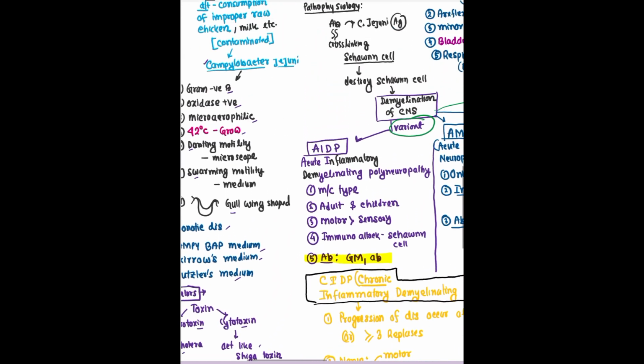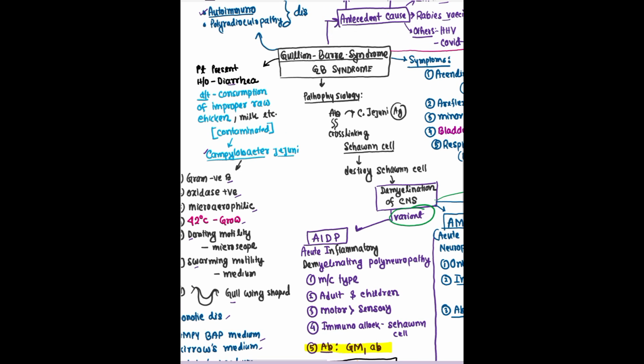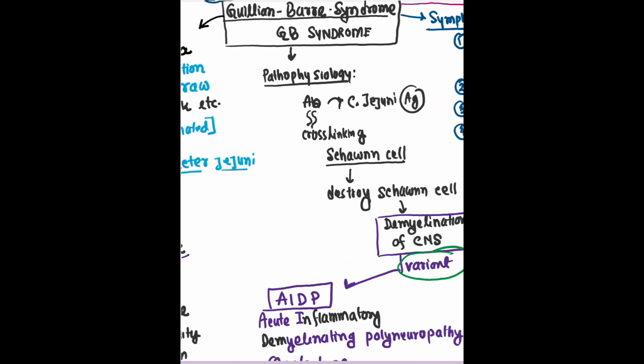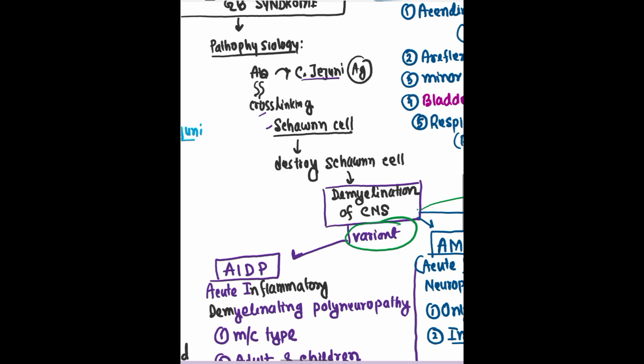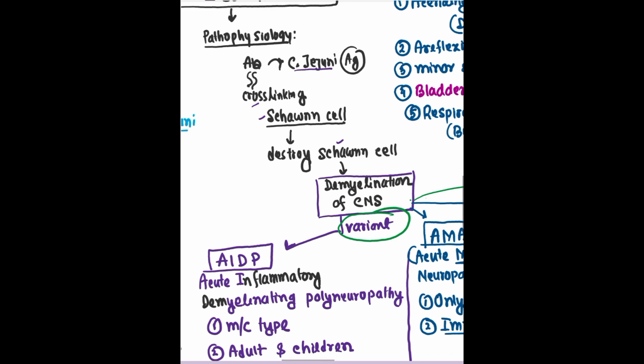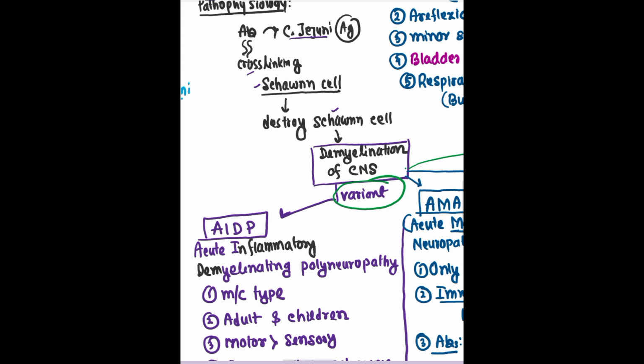Now, what is the pathophysiology of Guillain-Barré syndrome? As we previously said, Guillain-Barré syndrome is an autoimmune disease. Autoantibody is produced against the Campylobacter jejuni antigen. This autoantibody cross-reacts with the Schwann cell and can destroy it. We know the Schwann cell plays an important role in the formation of the myelin sheath, and that's why it can produce demyelination.